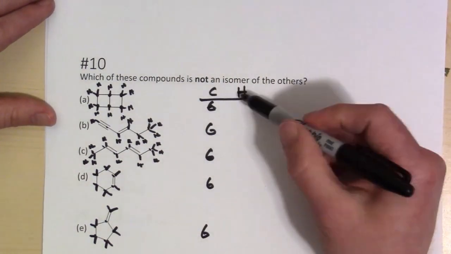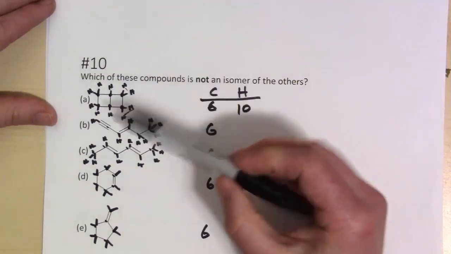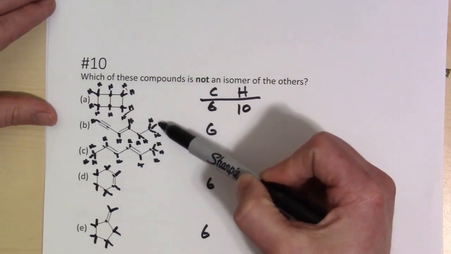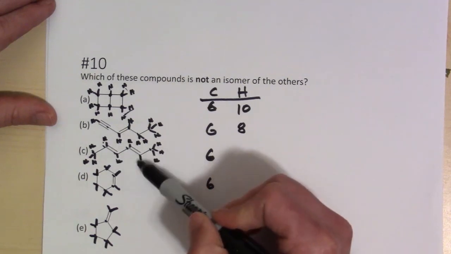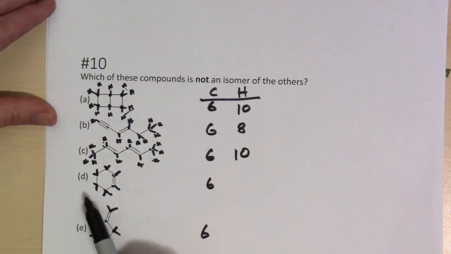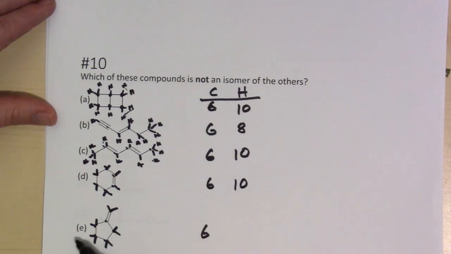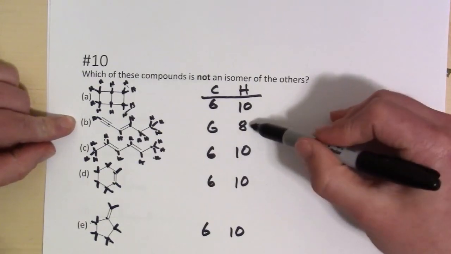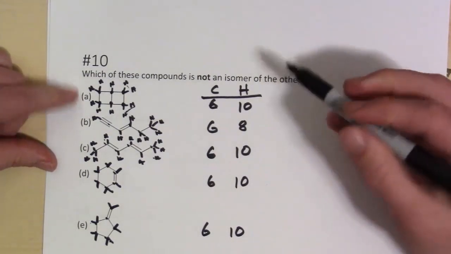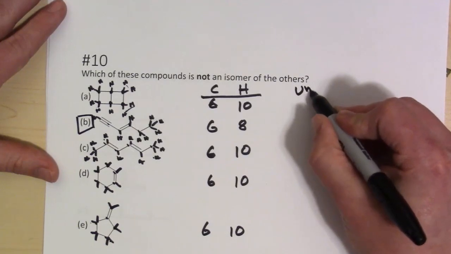Then we'll need to count up the number of hydrogens as well. So we have 2, 4, 6, 8, 10 in A. We have 1, 2, 3, 4, 5, 6, 7, 8 hydrogens in B. In C we have 1, 2, 3, 4, 5, 6, 7, 8, 9, 10. In D we have 2, 4, 6, 8, and 10. And in E we have 2, 4, 6, 8, 10 hydrogens. So you can see that one of these is different. Choice B has 6 carbons and 8 hydrogens, where all the rest have 10 hydrogens. So B is going to be our answer choice there. Another way you can do this is by looking at the unsaturations.